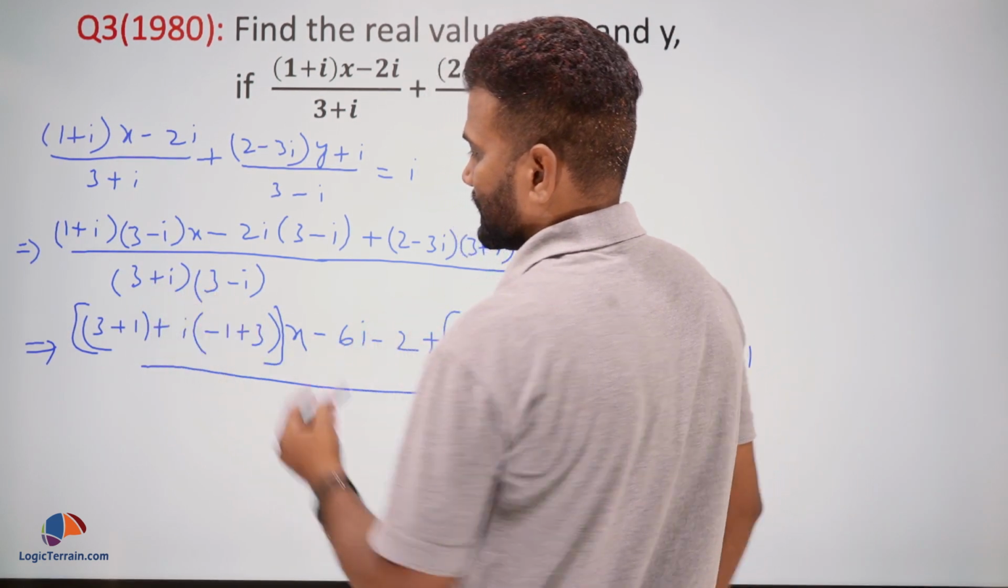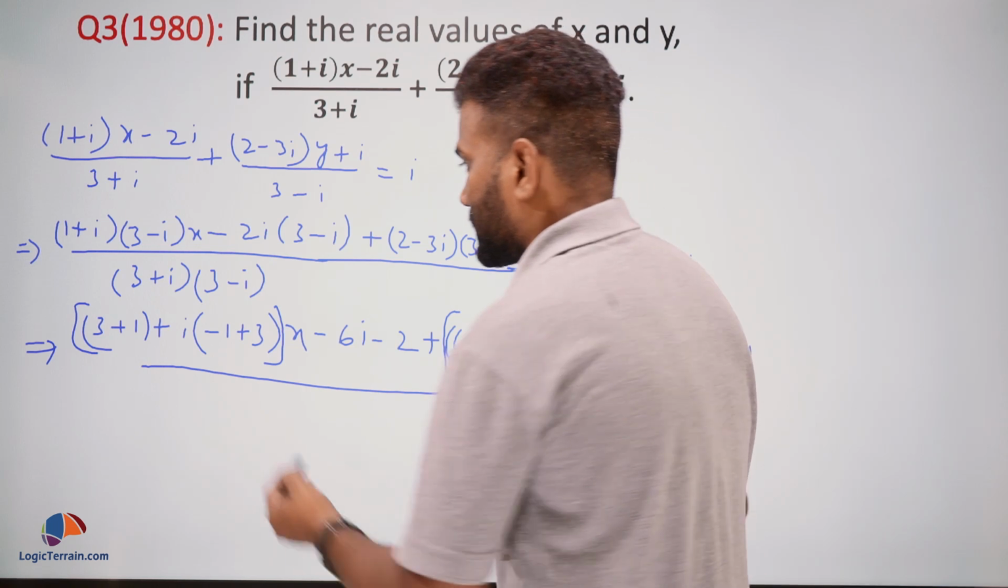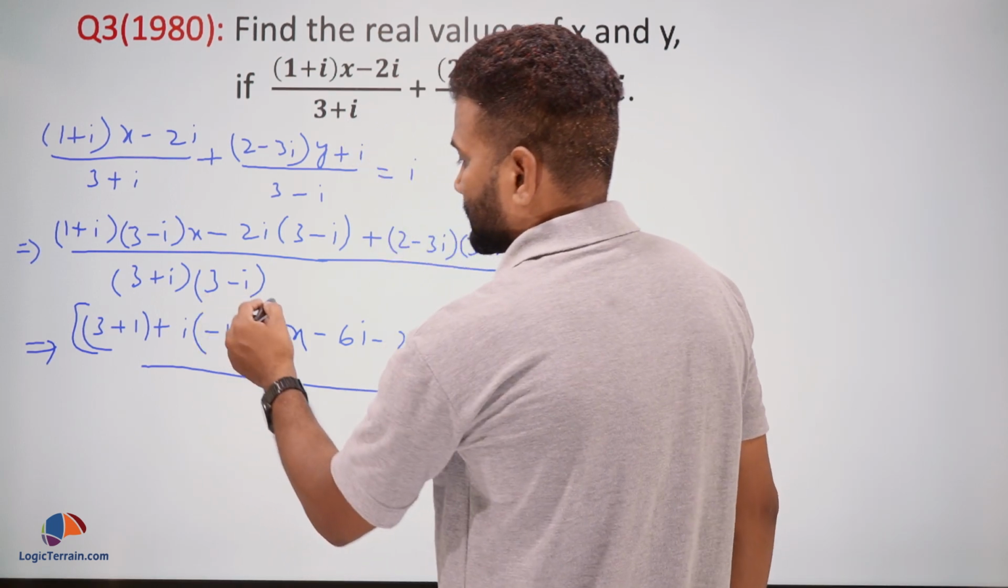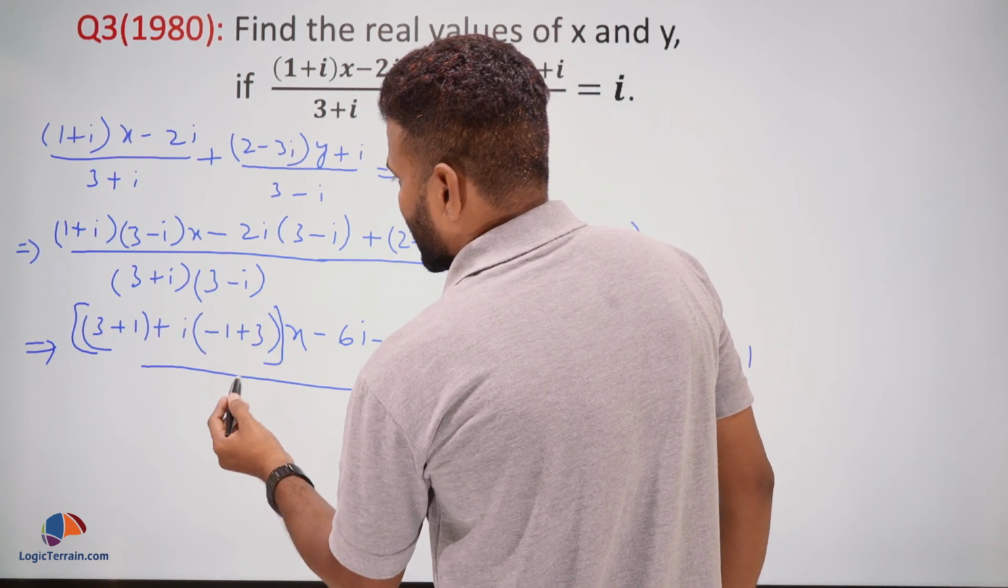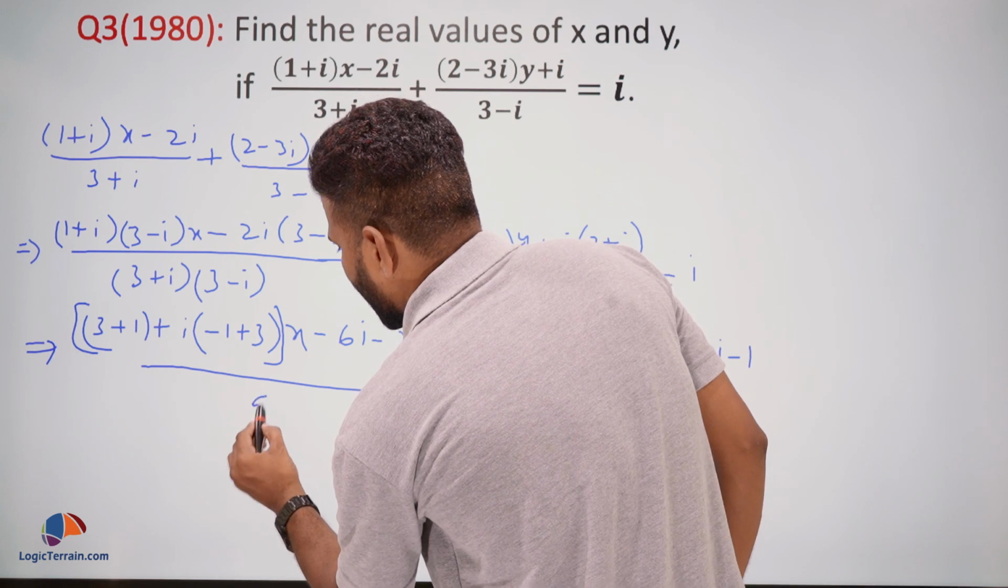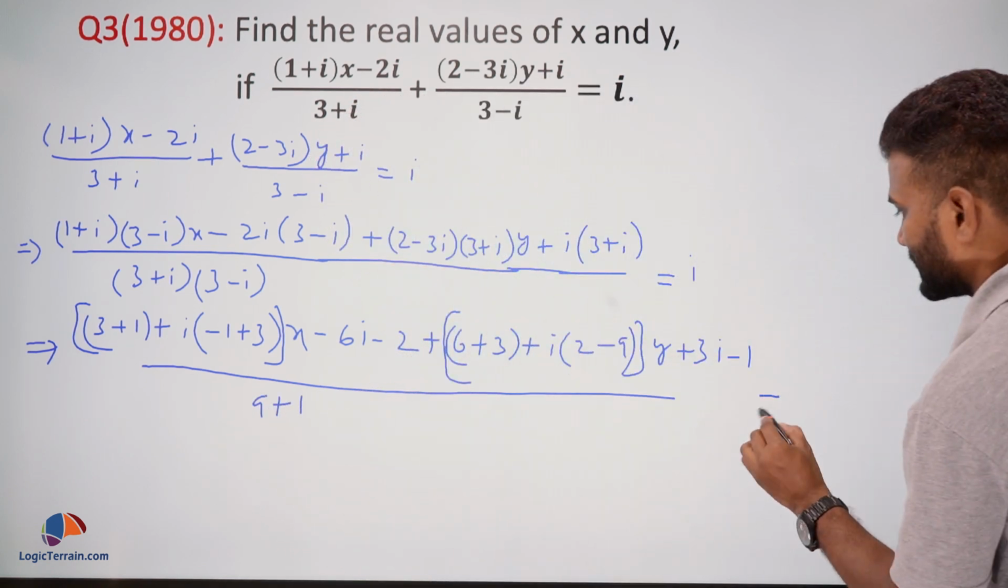this looks like (a + b)(a − b), a square minus b square. 3 square is 9, i square is negative 1, negative of negative becomes positive. So 9 plus 1 is equal to i.